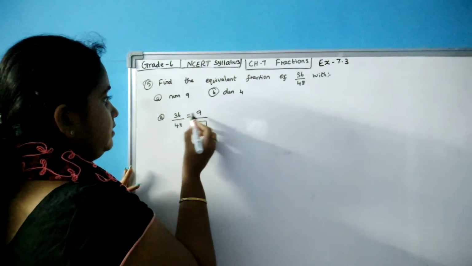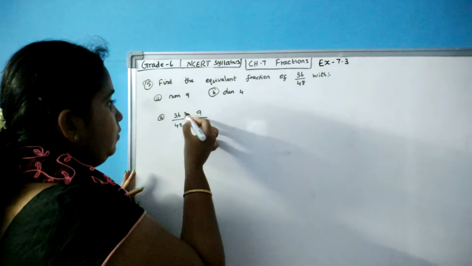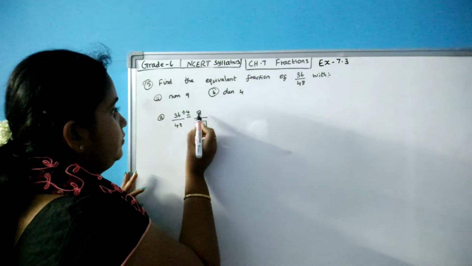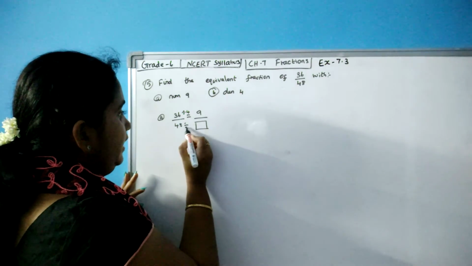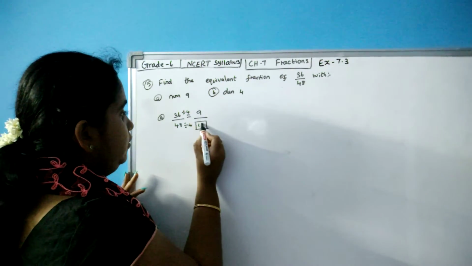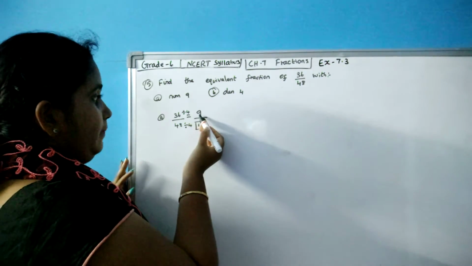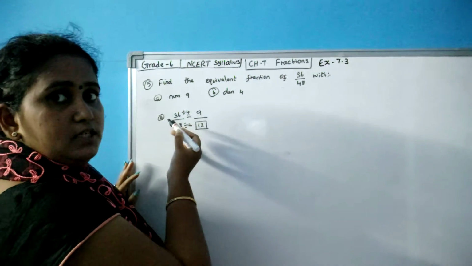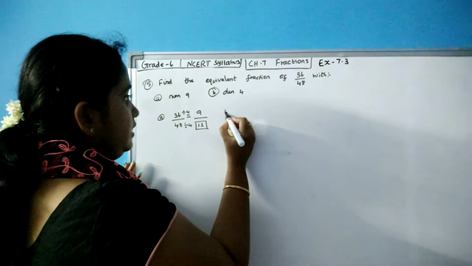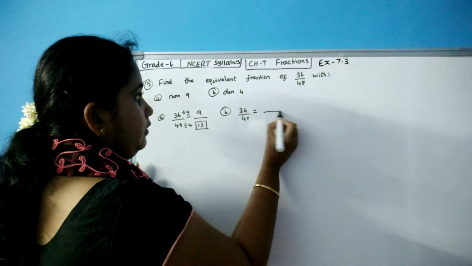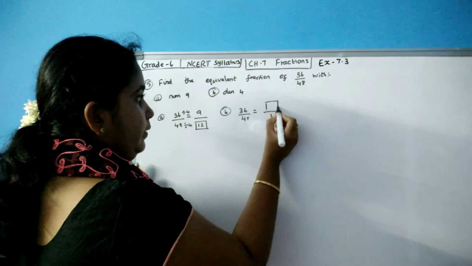So 36, 9. 9 into what gives you 36? 9 fours are 36. That is 36 divided by 4 gives you 9. So 48 divided by 4 means 1 four is 4, 2 fours are 8. 12 is your answer. Either you can go with multiplying from the reverse side, otherwise division from the same side. Next one, 36 by 48 is equal to denominator 4 and then numerator you have to find.